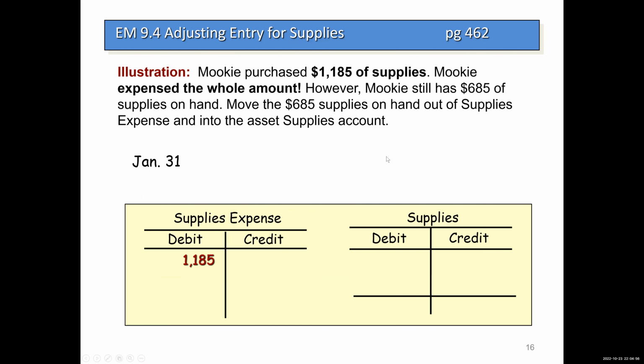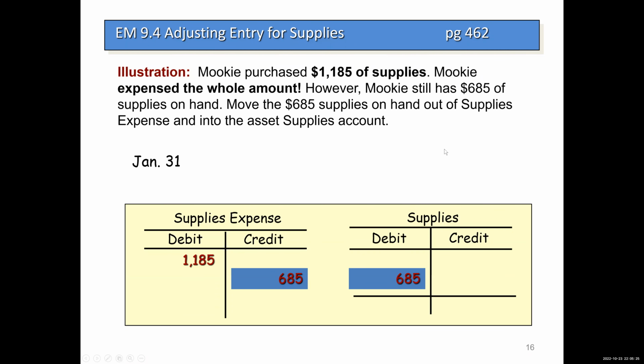Well, at the end of the period, Mookie still has $685 of supplies on hand. So this is not all expense. There's $685 that was not expense. So we have to move that unexpired amount, the supplies on hand, out of the supplies expense and put it back into where it belongs, into the supplies account, 685.